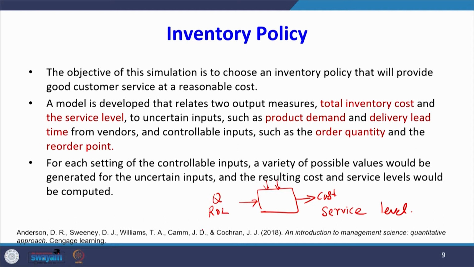What are the uncontrollable inputs? Those which are not in the hands of the decision maker. One is the product demand, here I am writing demand, and another one is lead time. This is an inventory policy.